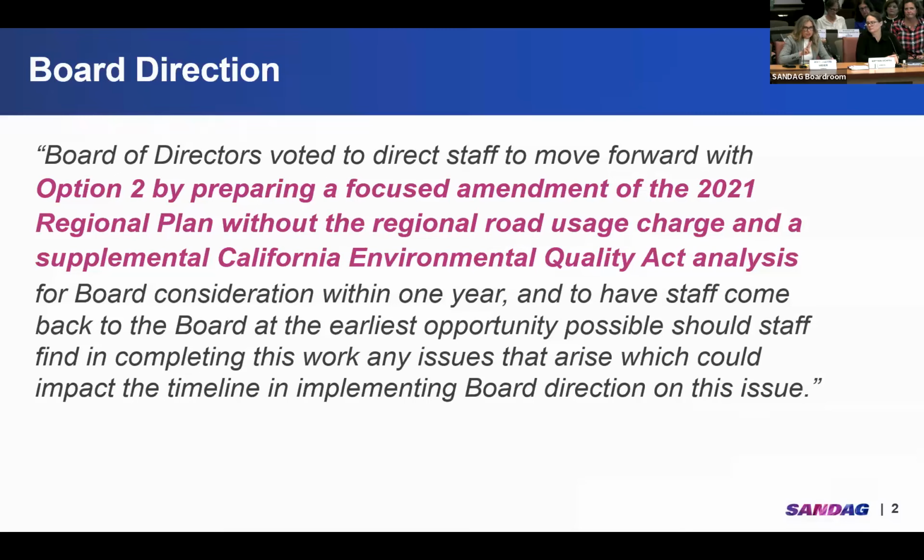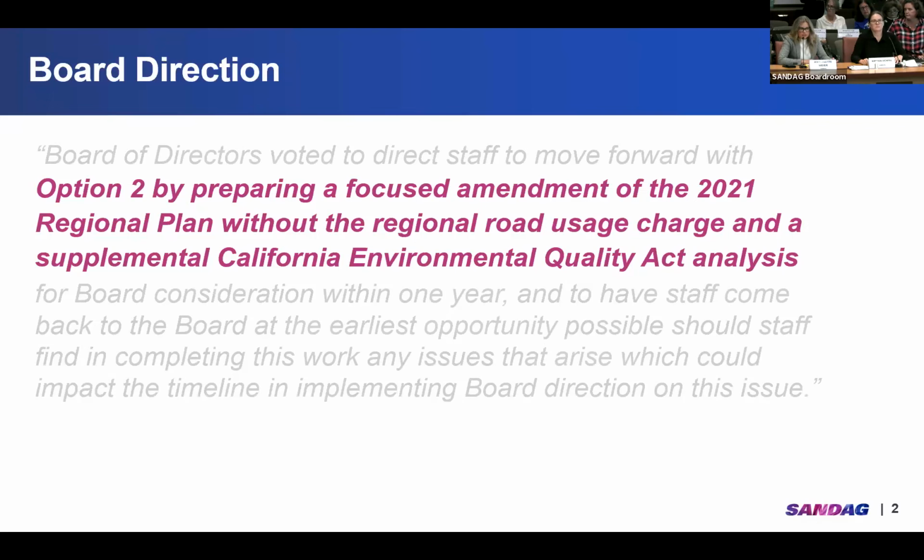selected the second option, which was to remove the road usage charge, replace the revenues, conduct an air quality conformity analysis for federal requirements, and do the supplemental EIR in compliance with CEQA, the California Environmental Quality Act. The board selected the second option, which was a very focused amendment because it was able to be accomplished within a year, presented the least amount of legal risk because the scope of the amendment is very specific. The draft amendment was brought to you at your board meeting on June 23rd.